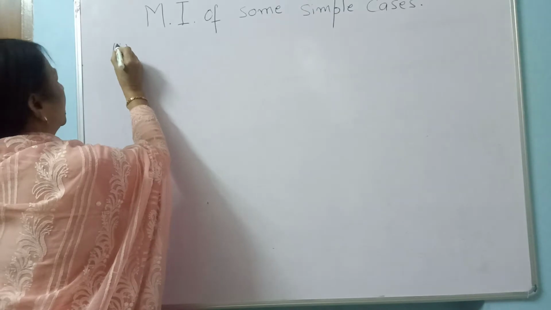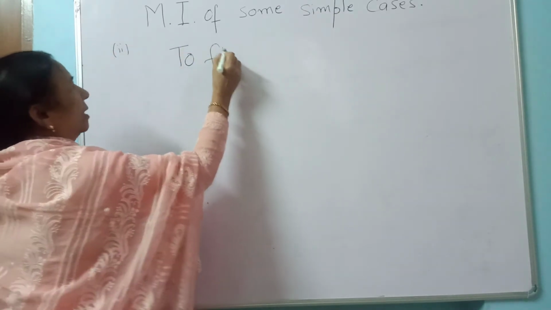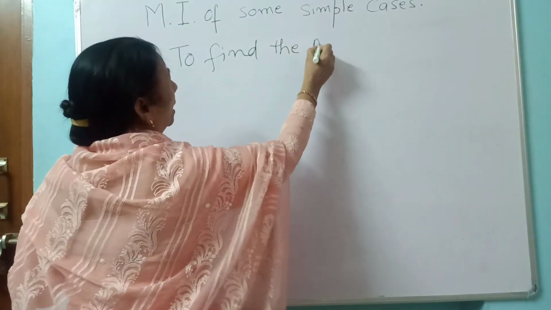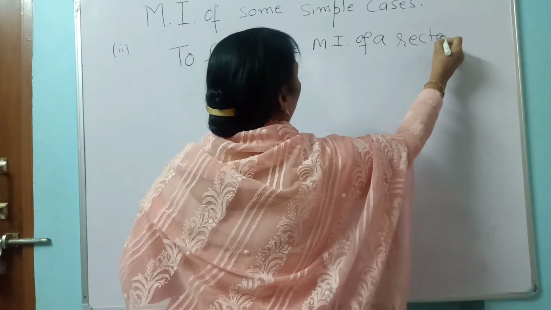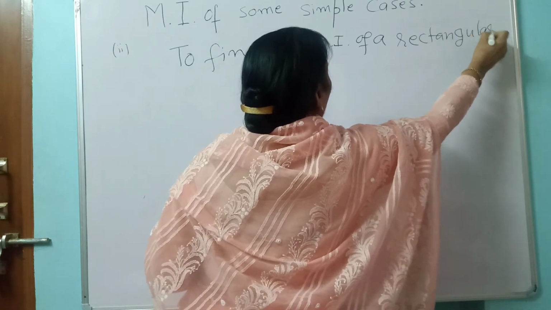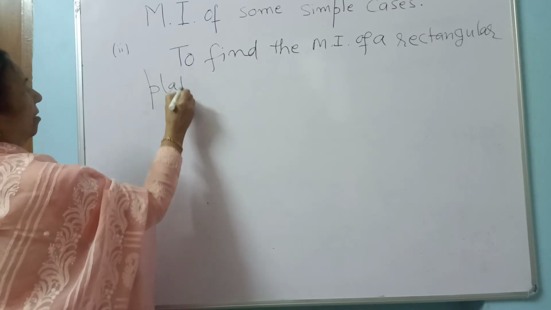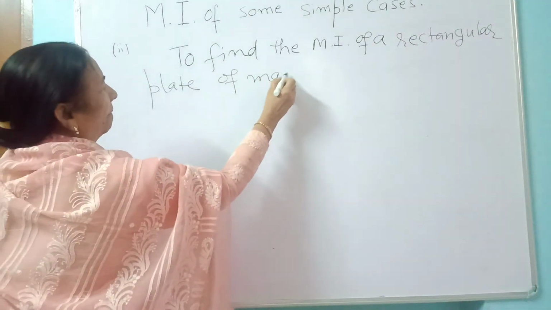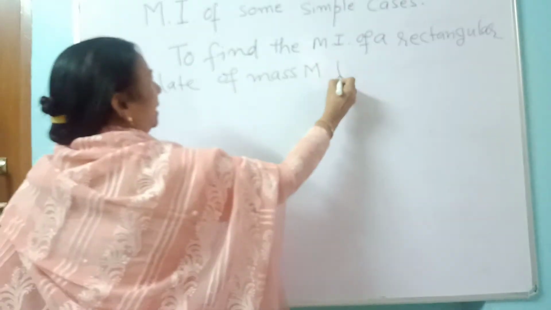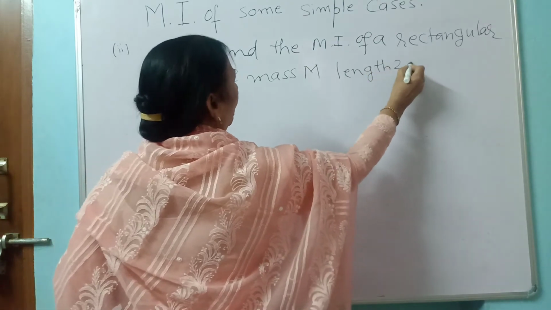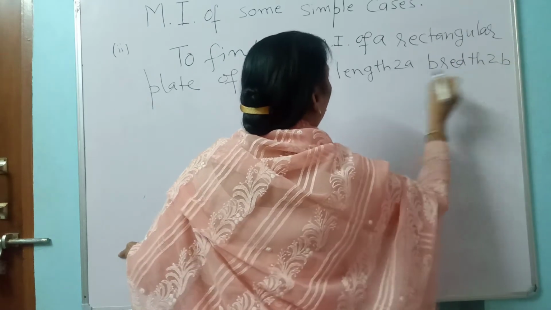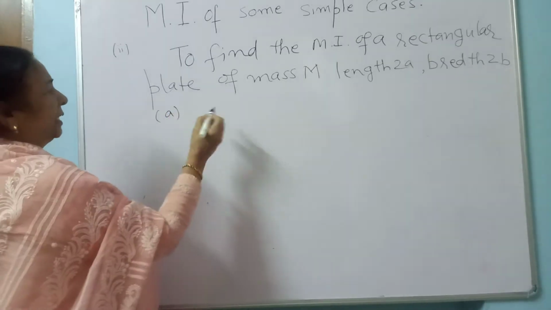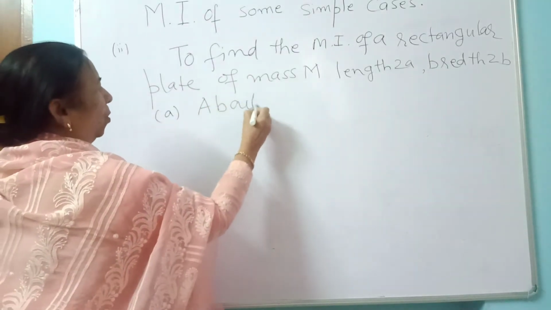So the second case which I am taking is to find the moment of inertia of a rectangular plate of mass m, length 2a, breadth 2b. Now again the first case about OX.